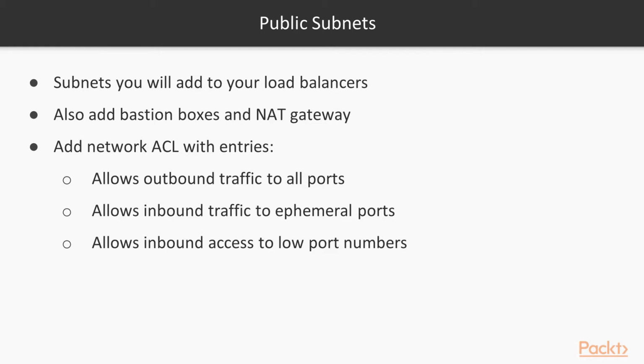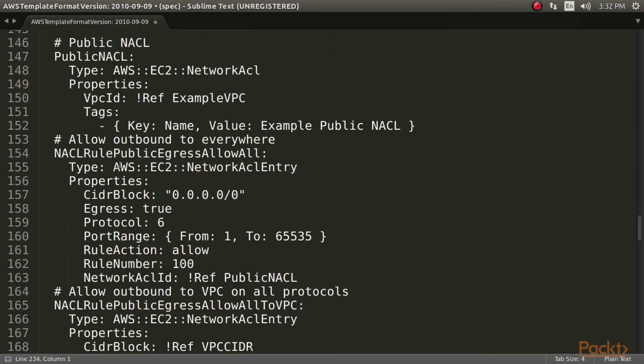with several entries. It allows outbound traffic to all ports. Outbound access is unrestricted from hosts in our public subnets. It allows inbound traffic to ephemeral ports. This ensures that packets returned to us from our outbound connections are not dropped. It allows inbound access to low port numbers for SSH, HTTP, and HTTPS. Now we'll add some lines of code for security in the public subnet.